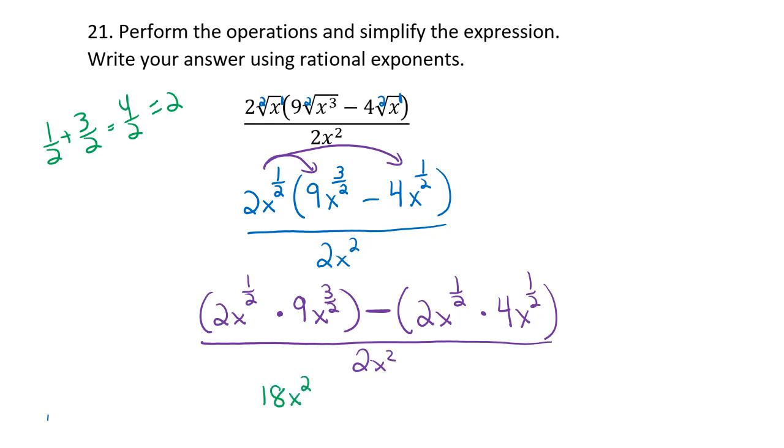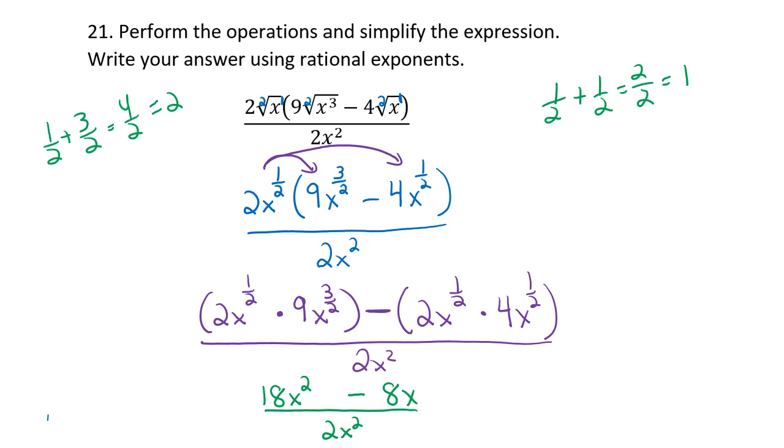I'm going to go ahead and do the same thing on the other side. I'm going to multiply together, so I'm going to have 2 times 4, that's 8. But then I'm going to take the fractions, 1/2 plus 1/2. That's 2 over 2, which gets me a 1. So I just have an x over 2x squared.